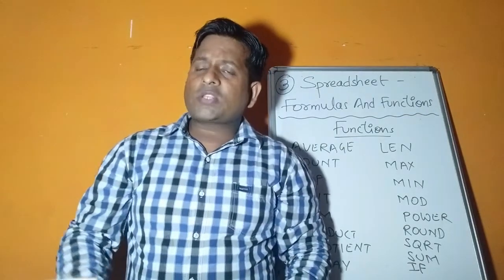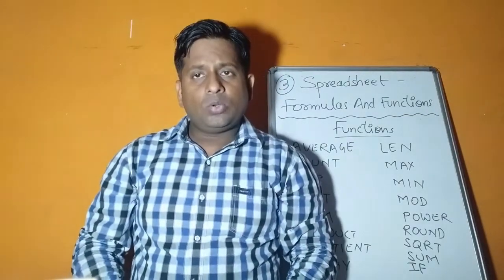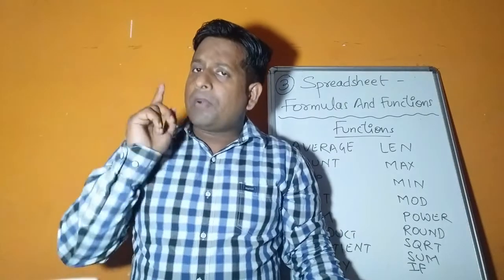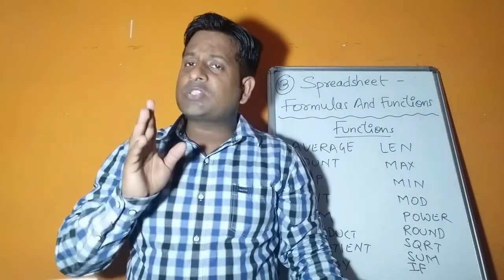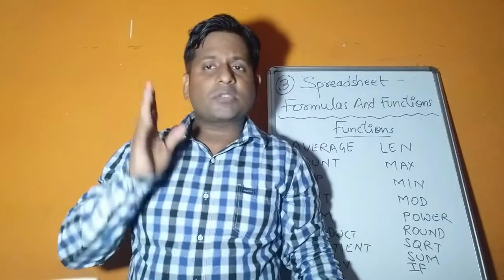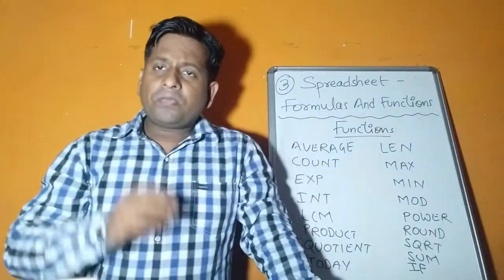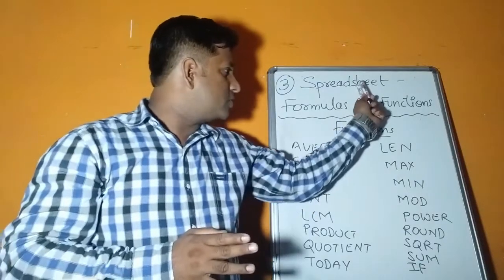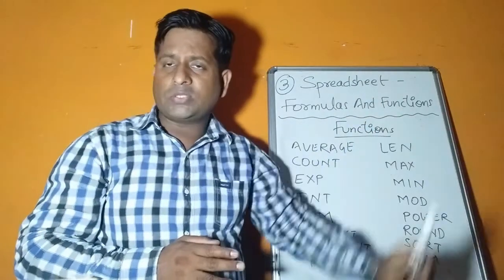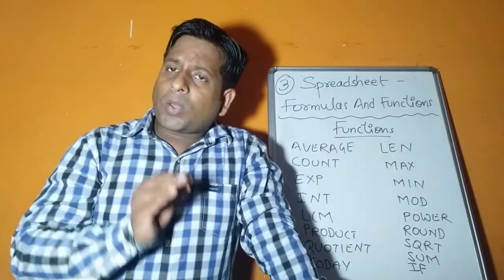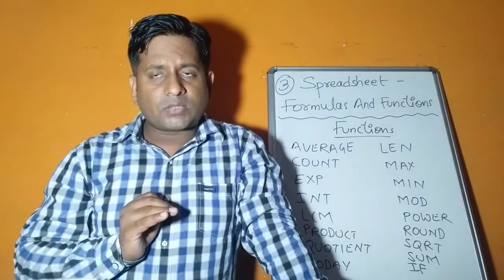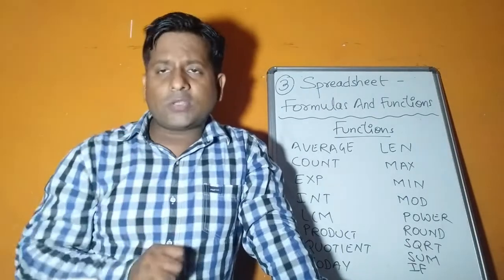Children, we have already started chapter 2 in your book, but as per my videos, it is chapter 3, because chapter 2 I have started for algorithm and flowchart. So, children, the chapter name is spreadsheet, formulas, and functions. The formulas part we have already learned in our previous classes. Today, we are going to learn about functions.